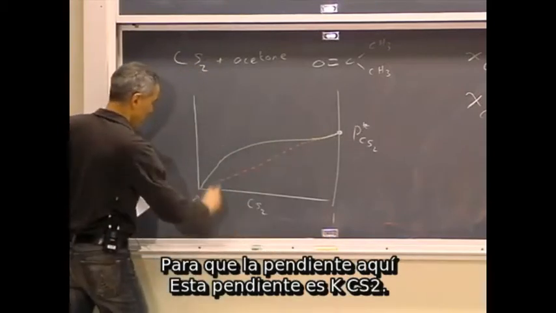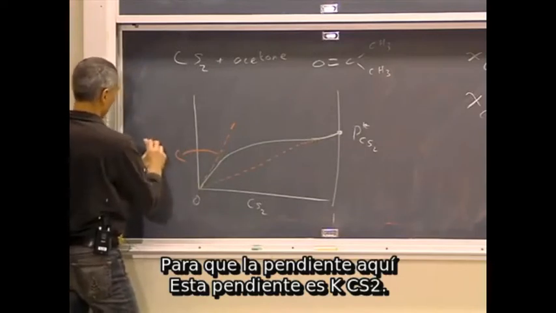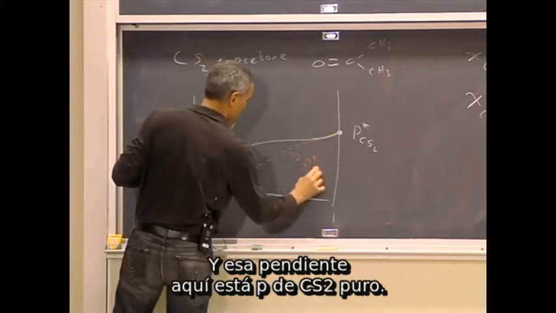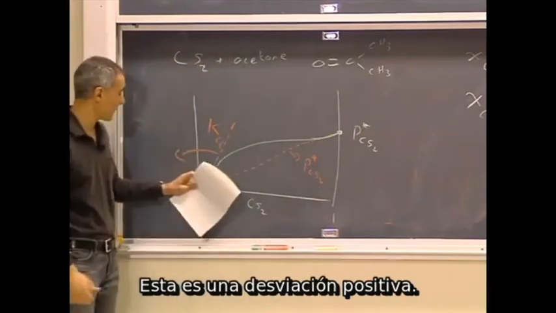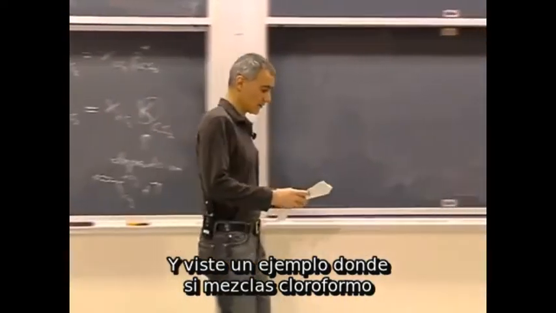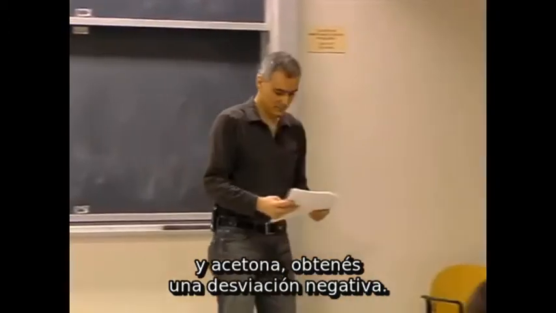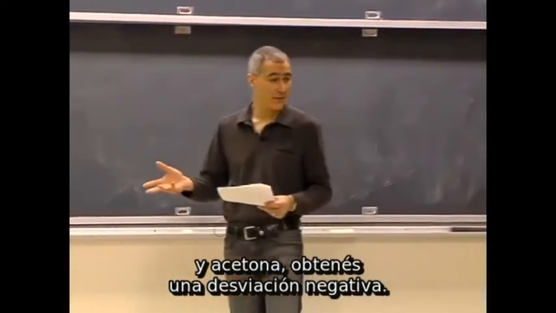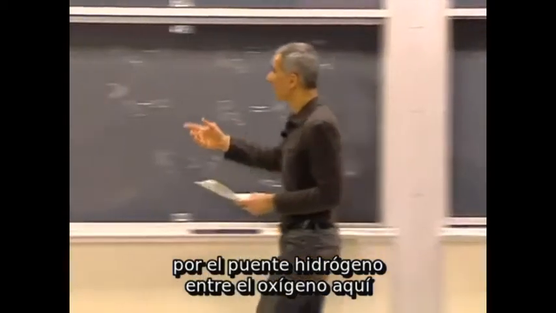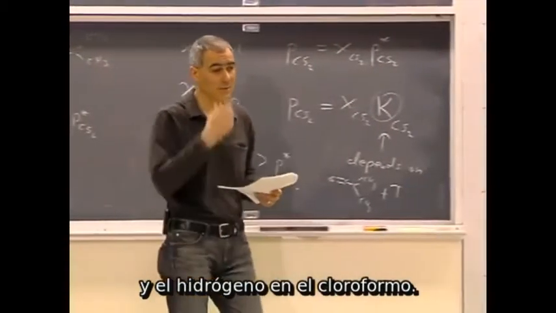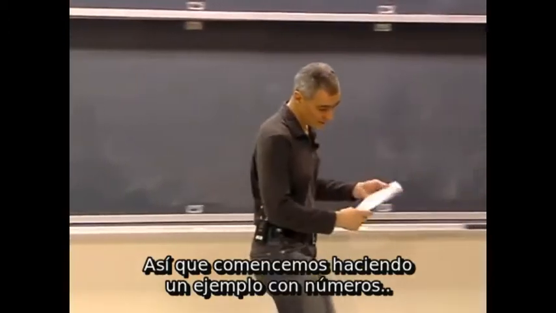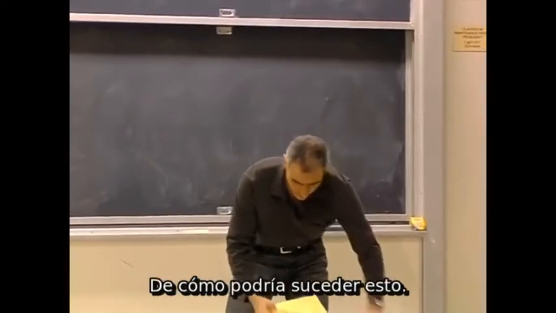So the slope here is K of CS2. And that slope here is P star of CS2. Okay? This is a positive deviation. And you saw an example where, if you mix chloroform and acetone, you get a negative deviation. Chloroform and acetone are happy together because of the hydrogen bonding between the oxygen here and the hydrogen in chloroform, and you get a negative deviation. Okay, so let's start by doing an example with numbers of how this might come about.